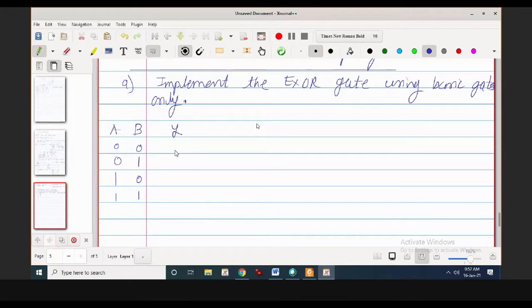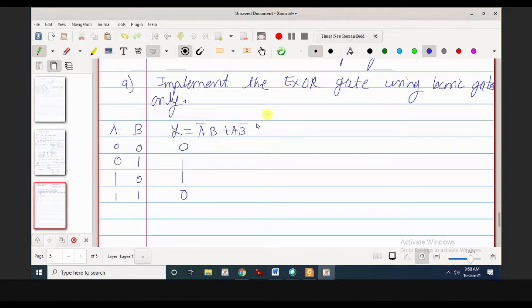same, then the output is 0. Or you can write the equation as A bar B plus A B bar. Okay, so A is 0, B is 0, so this is 0. A is 0, then multiply with 1, so it will come out to be 1, and finally the 0. So this is my XOR gate truth table. When both the inputs are same, the output is 0. When the inputs are differing, then the output is 1. That is the statement of XOR gate.